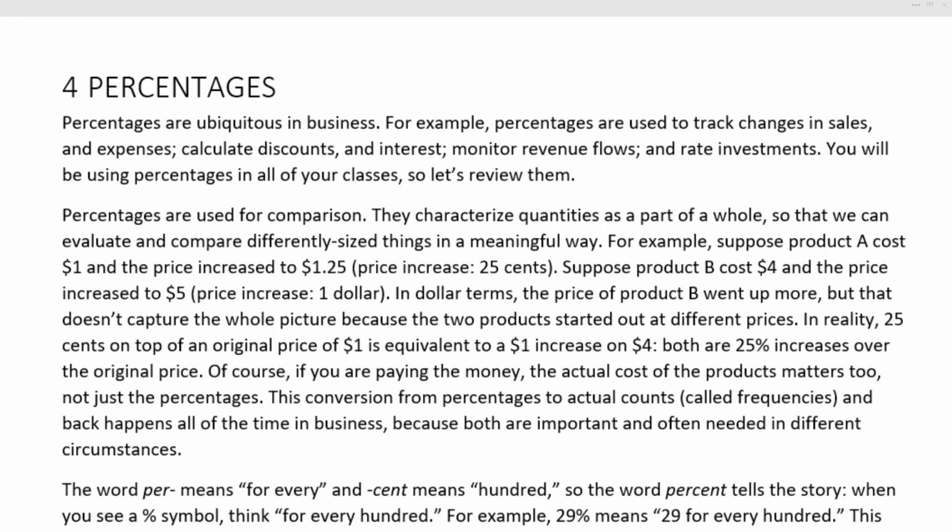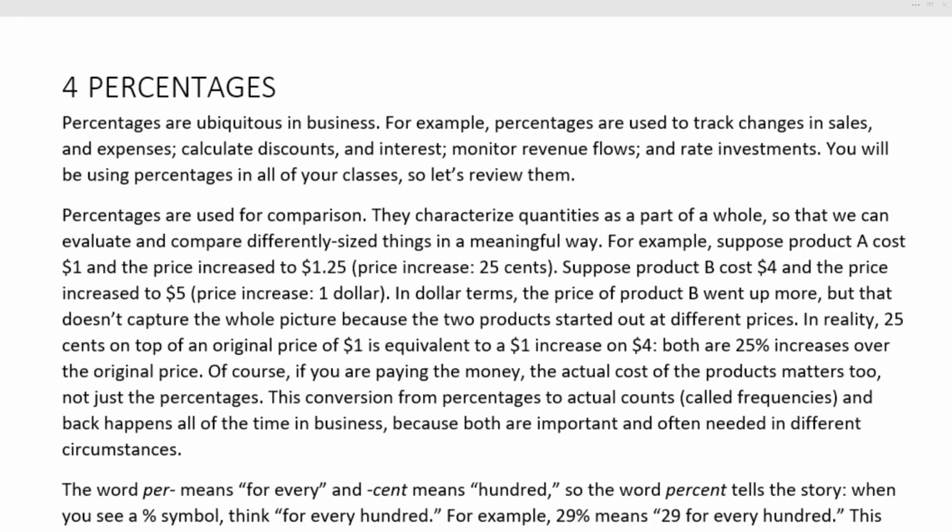You will be using percentages in all of your classes, and your instructors are going to assume that you have facility with them. So whether you do or not, it's a good idea to refresh yourself, and that's what these lessons are for. Percentages are used for comparison. They characterize quantities as a part of a whole so that we can evaluate and compare differently sized things in a meaningful way.